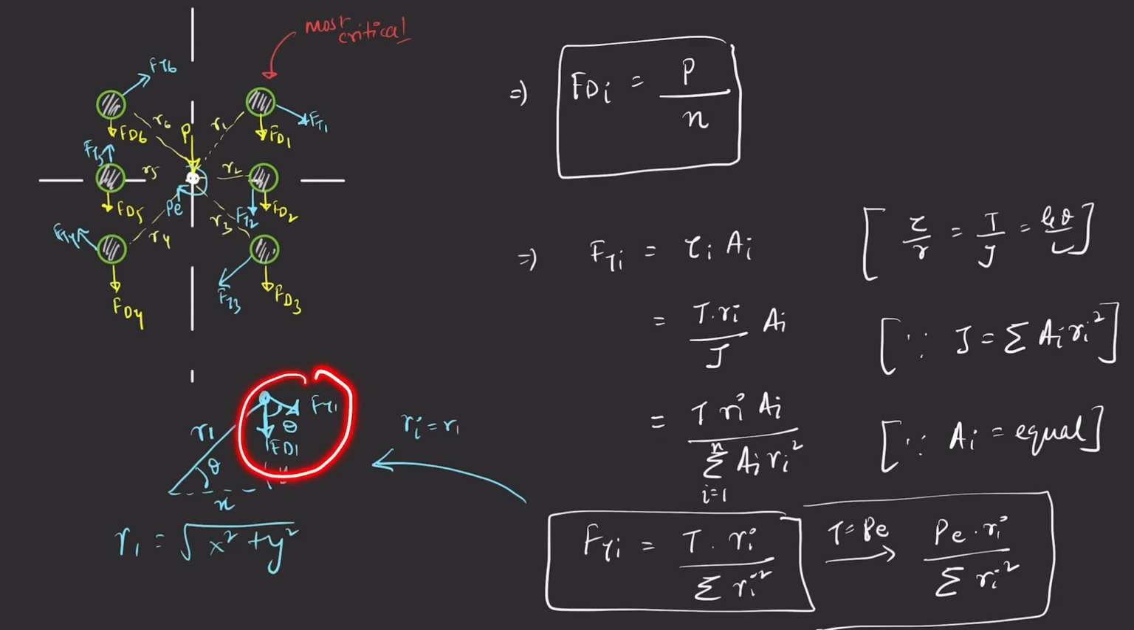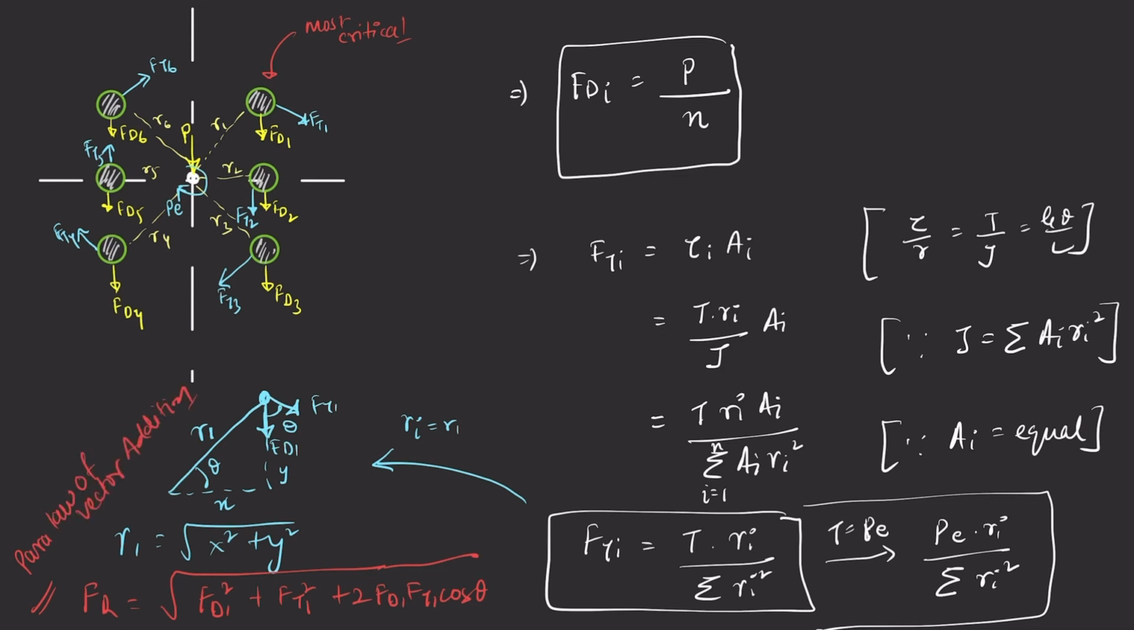And if we need to find the resultant force, how will we calculate that? Fr will be equal to the square root of FT1 square plus FD1 square plus twice FT1 FD1 cos theta. How did I write it? Using the parallelogram law of vector addition. You can use this to calculate the resultant force, in which FD1 can be calculated from this, FT1 can be calculated from here, Ri can be calculated from here using Pythagoras, and putting all the values we will get the resultant force. This is for the most critical bolt.